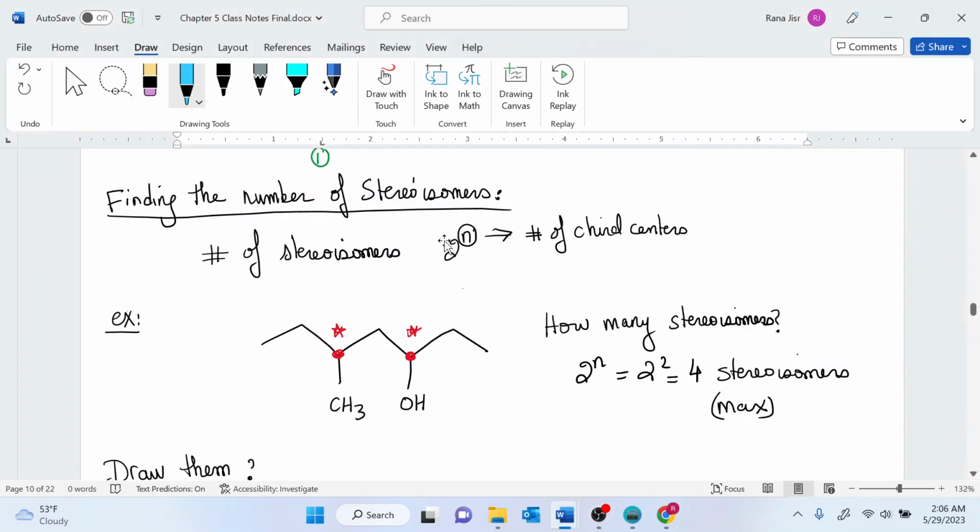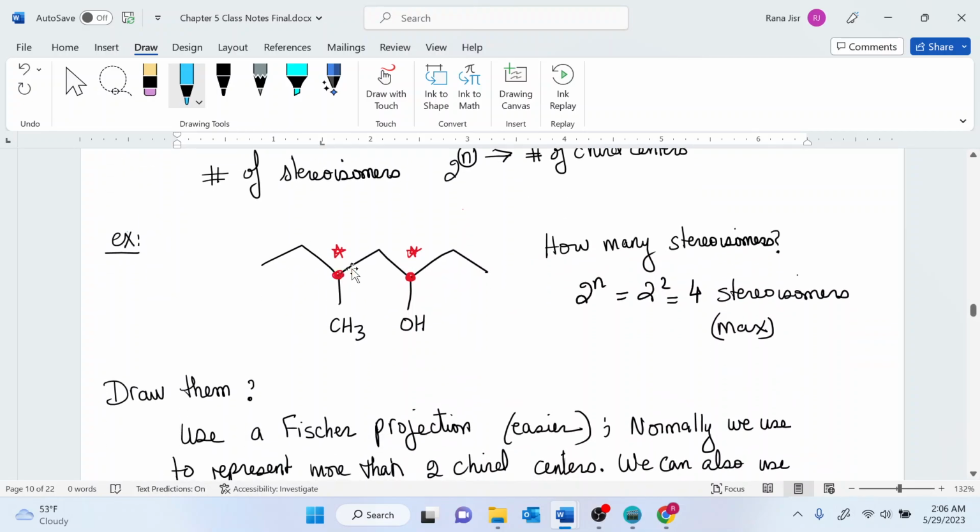The number of stereoisomers of the molecule depends on the number of chiral centers that you have. For example, this molecule here has two chiral centers. Again, every single molecule we represent as a skeletal form, so definitely there is a hydrogen here and there's a hydrogen in there. And these are your four different groups.